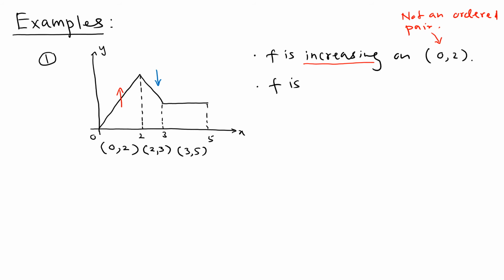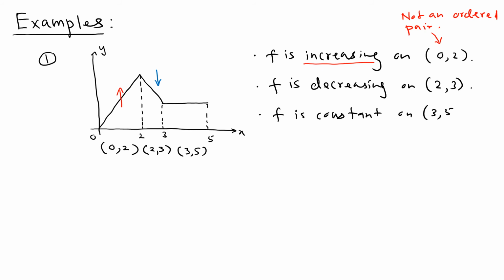Okay, and then we can say the next one. So f is decreasing on the interval 2 to 3, and then you can see f is constant on 3 to 5. So that's what we observe for this one. So let's look at the next one, number 2.